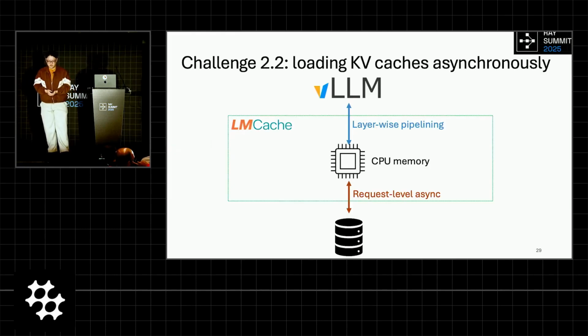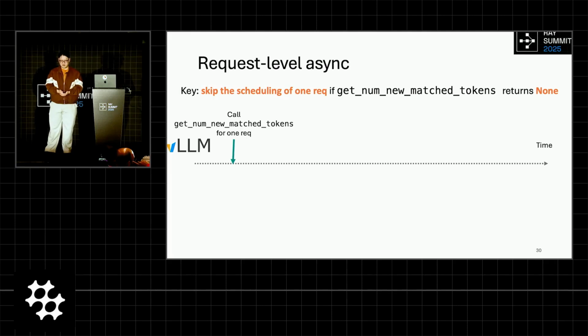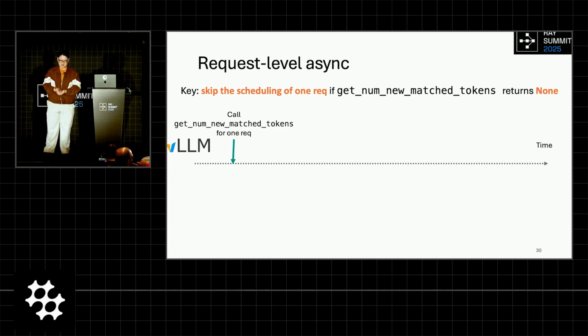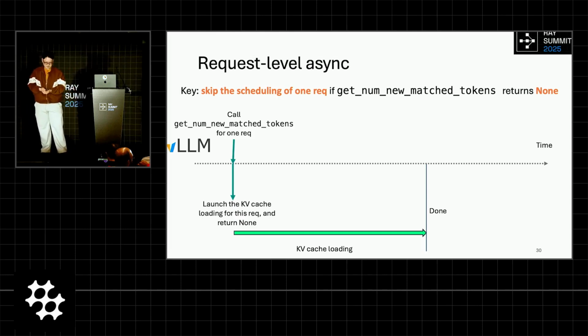Let's give a quick example of request-level async. Our key design is to allow vLLM to skip the scheduling of one request if the scheduling API returns null. For example, we call this scheduling API to get the number of new hit tokens, and because we have not loaded the KV caches from the remote storage to CPU yet, it will launch a loading operation first and return null. Let's say loading takes this amount of time.